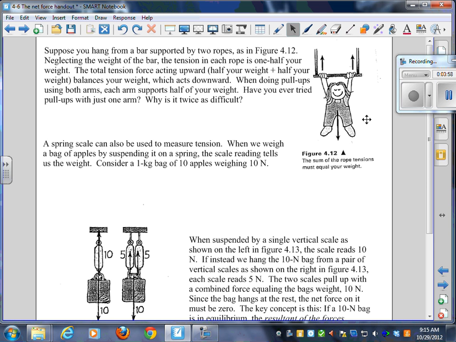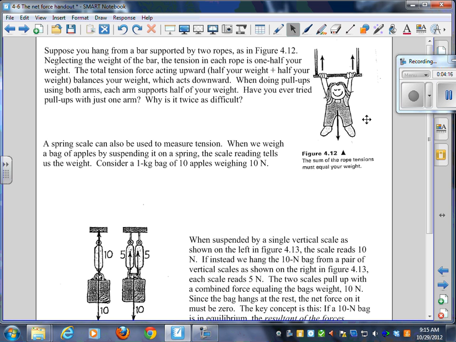Suppose you hang from a bar supported by 2 ropes, as in figure 4.12. Neglecting the weight of the bar, the tension in each rope is 1/2 your weight. The total tension force acting upward, half your weight plus half your weight, balances your weight, which acts downward. When doing push-ups using both arms, each arm supports half of your weight.